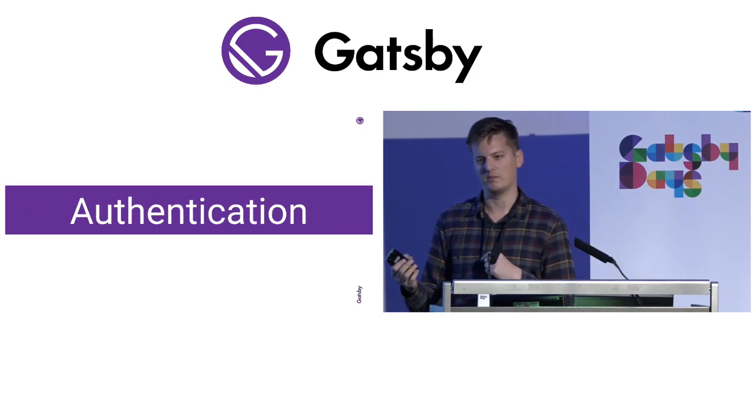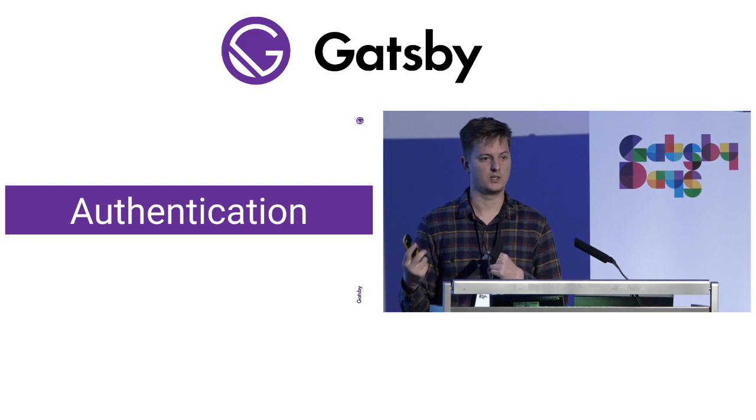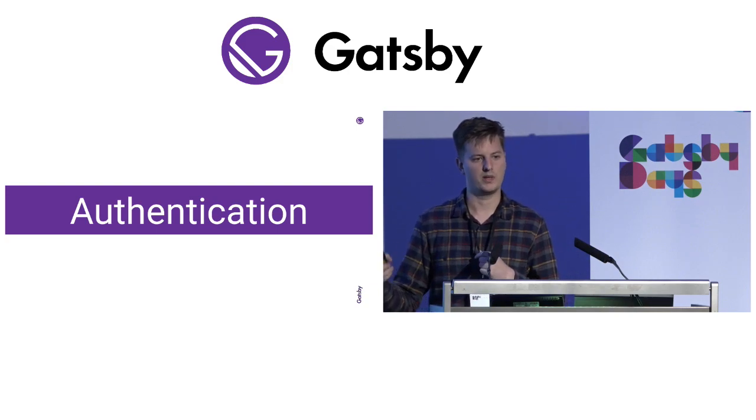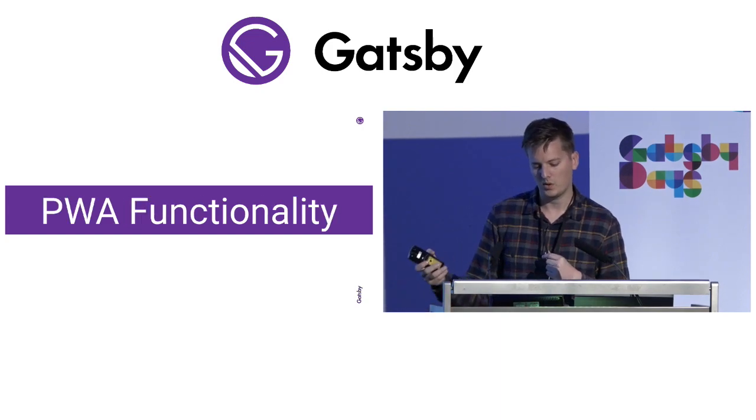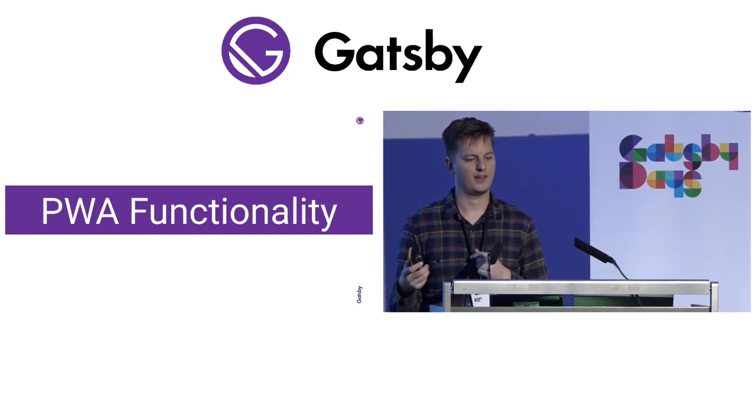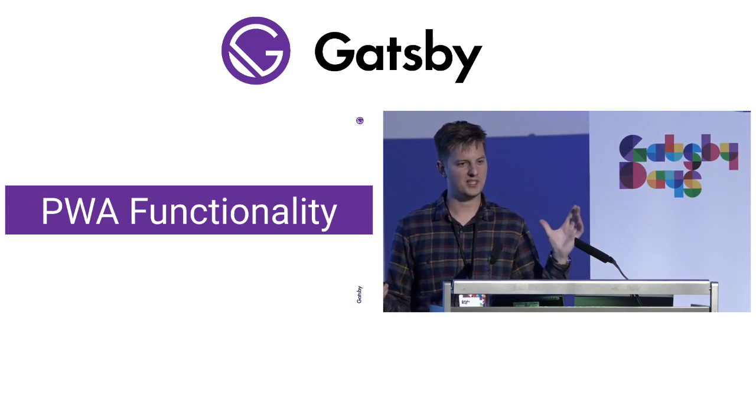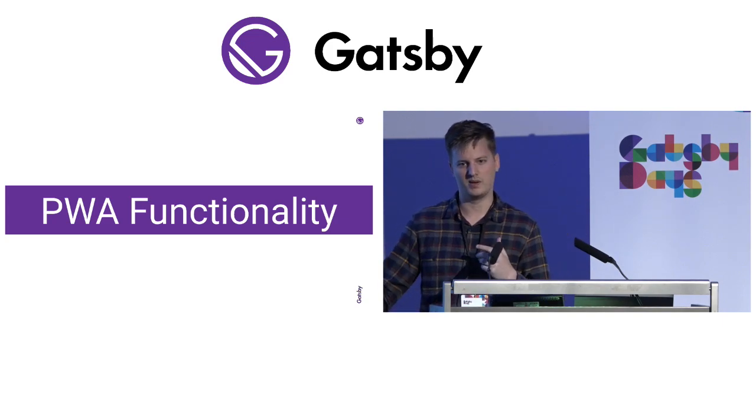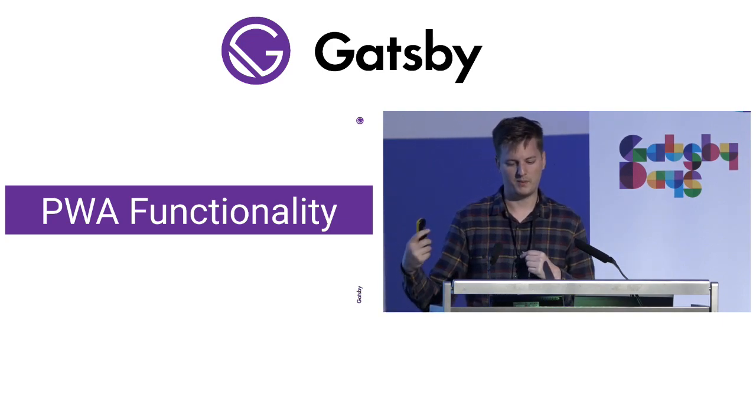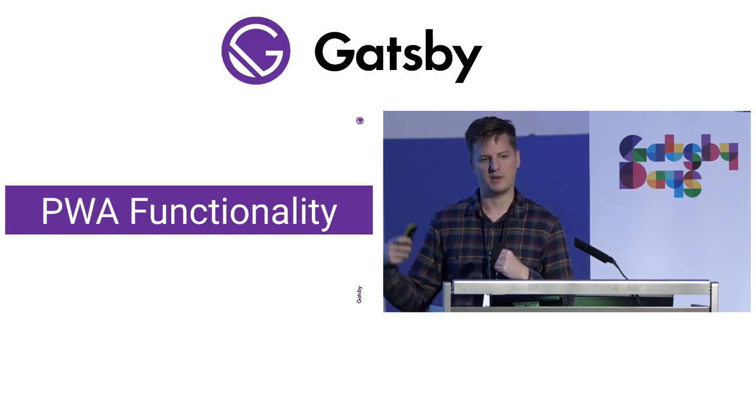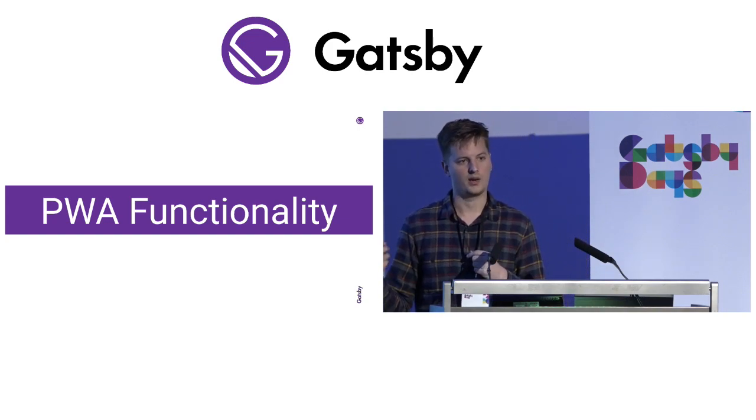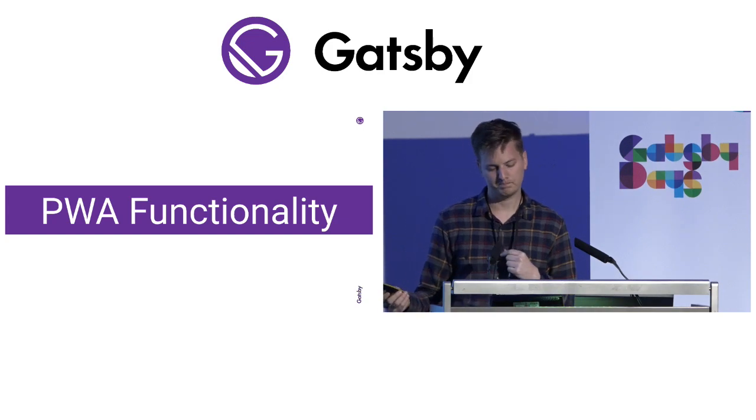Authentication is a big one, because it's probably one of the more common questions we get at Gatsby: how do I do auth with Gatsby? I'll get into the ins and outs of how it's actually done. And then of course, PWA functionality. I'm catching up on some of the unconference sessions, and it sounds like PWA was a big one. Definitely PWA functionality, things like service workers, manifest files, et cetera, are key to what we think of as a modern web app.